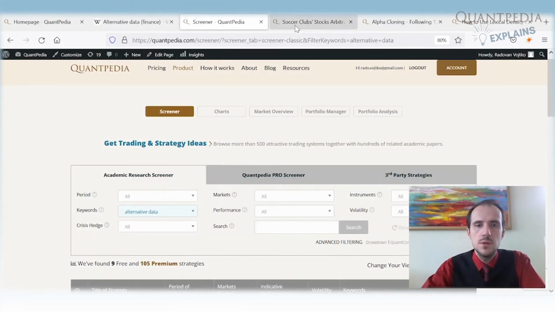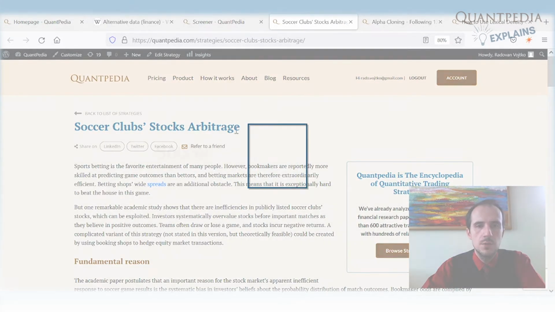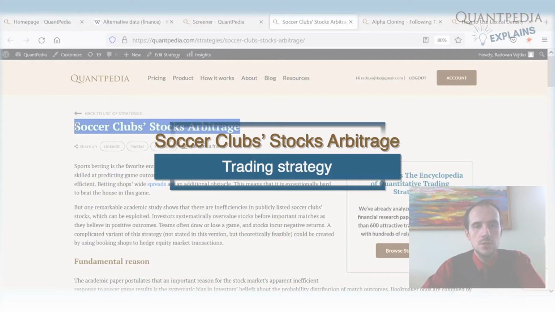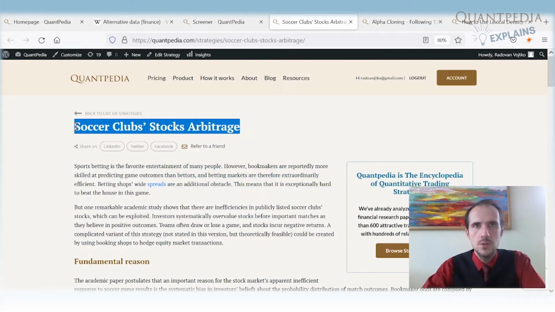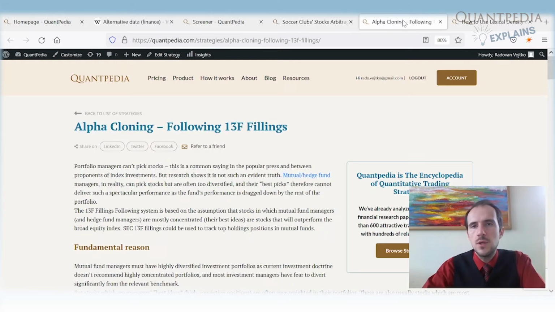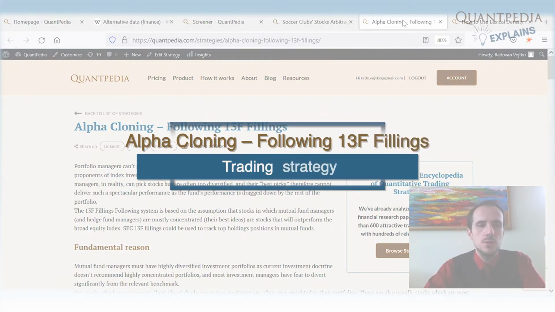The first example of an alternative data strategy is club stock arbitrage. I have already mentioned this strategy in my previous video, so I will not speak a lot about it. It's a strategy that trades stocks of European football clubs using information about the price of the stocks, but also information about the time when the football club is playing a match. So that's a very simple example of what an alternative data strategy looks like. But I would like to discuss a more complicated strategy called alpha cloning.